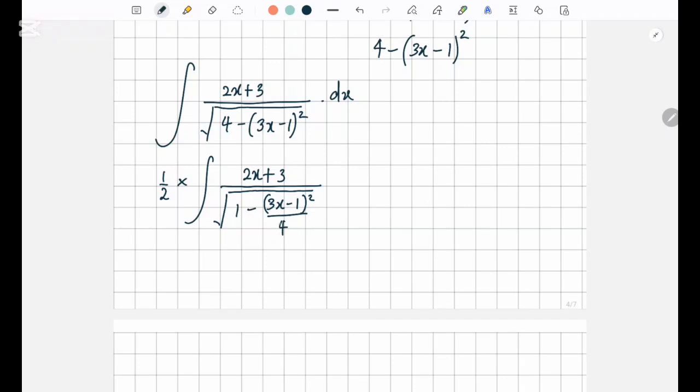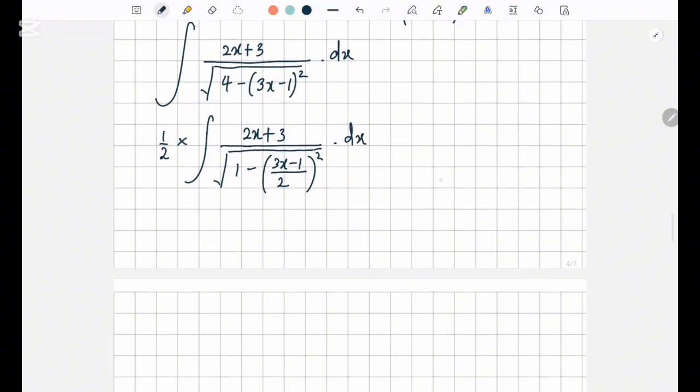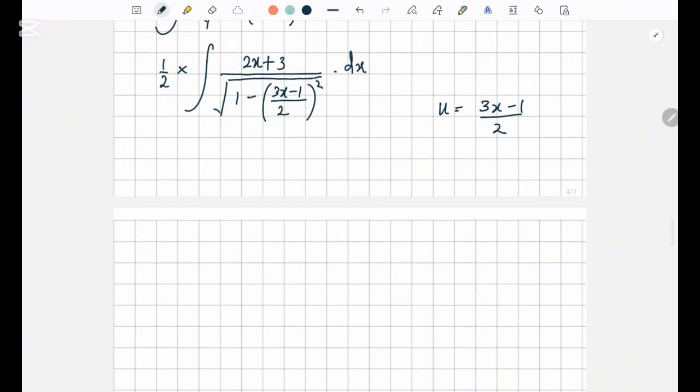Now I could write these terms as 3x minus 1 over 2 in brackets squared, right? It's the same thing. Now let's take a substitution of u equals 3x minus 1 over 2. So before we go any further, let's break this fraction down.